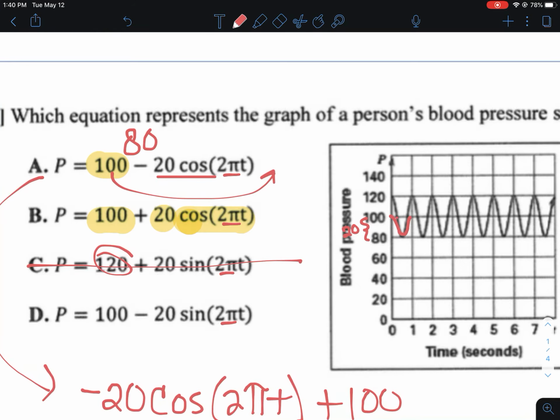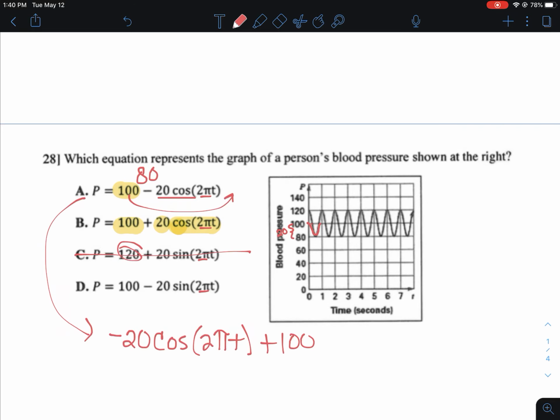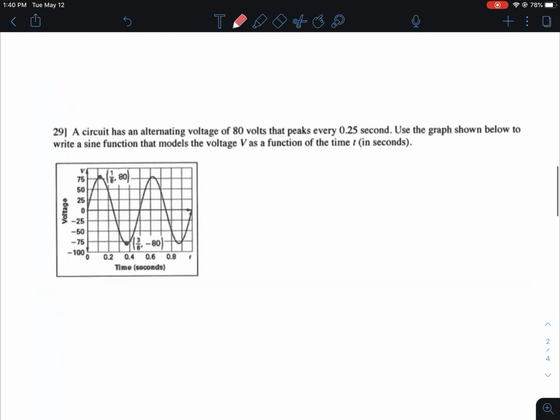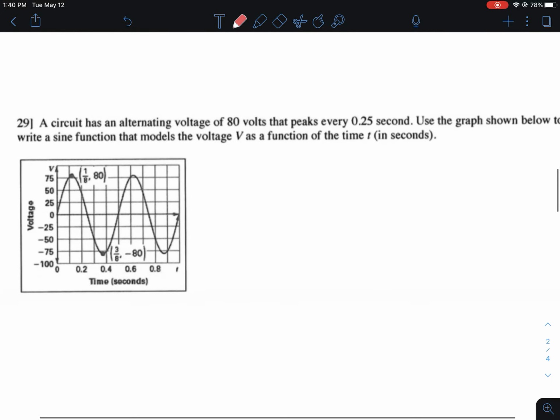Oops. Oh, it's not writing. There we go. So when you're matching up the equation to a graph, you could have the midline at the very end there. All right.